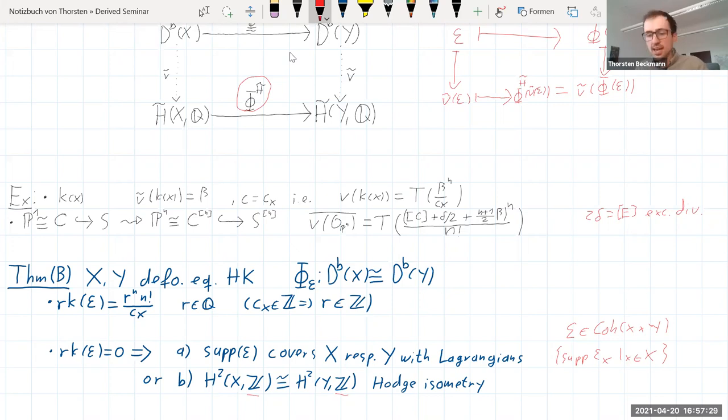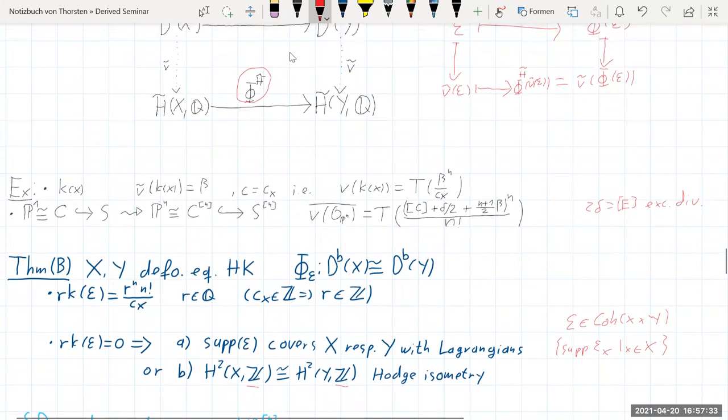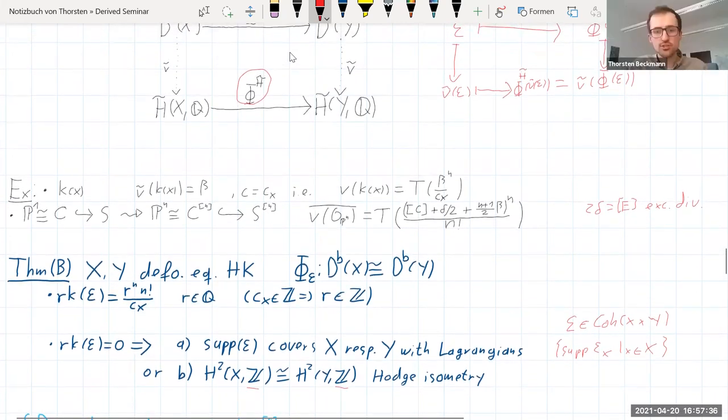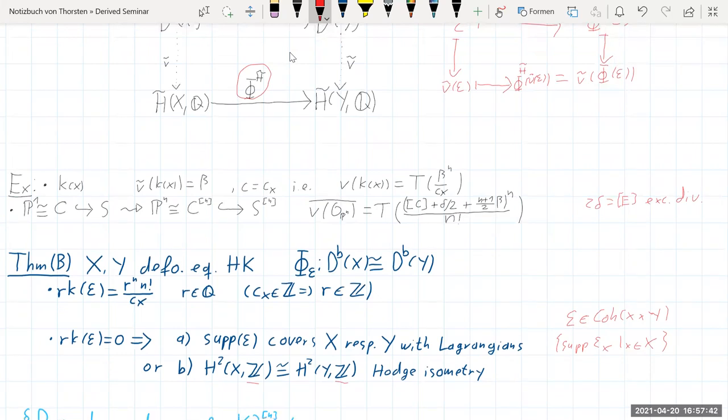For time reasons, let me not go directly to the proof, but rather to what stronger statements hold for hyperkähler manifolds. Sorry, in case B, do you mean that this isometry is induced by E in some sense? It's induced by E up to a line bundle twist. Uh-huh.